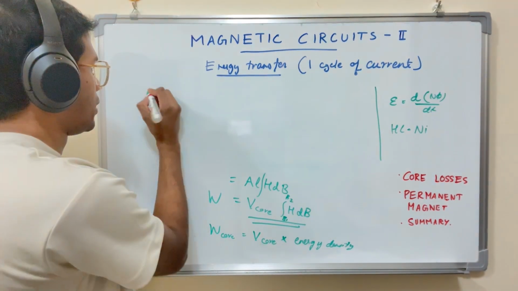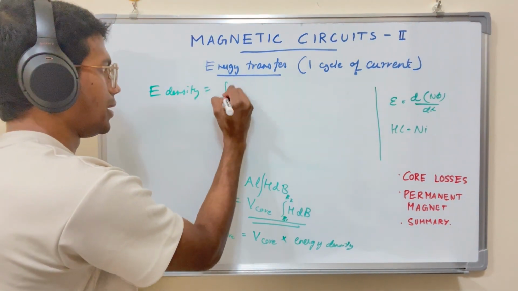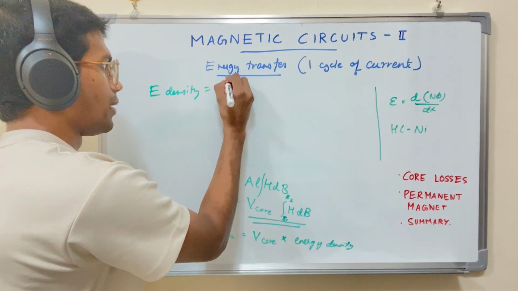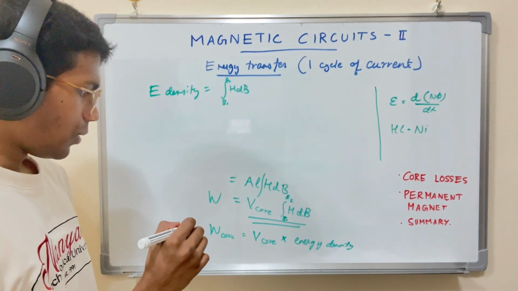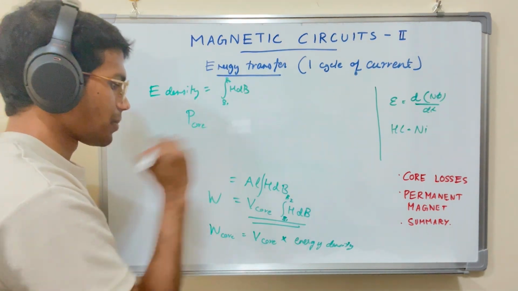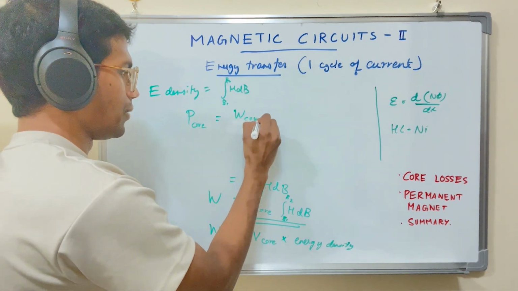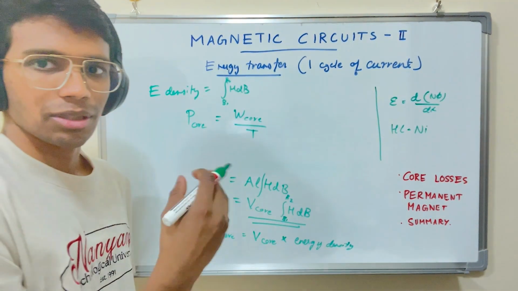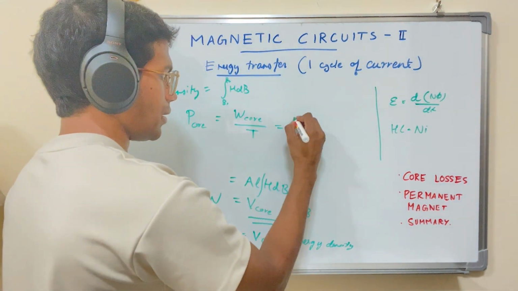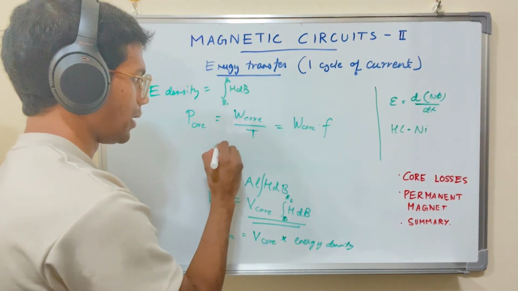The energy density is integral H dB. Also, the power that's lost in the core can be found using energy divided by the time period, because we're considering one cycle, and 1 over time period is frequency. So you could technically write W core times the frequency of the current that we're applying here.